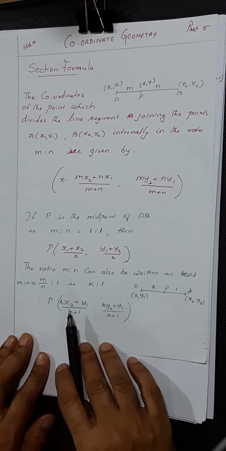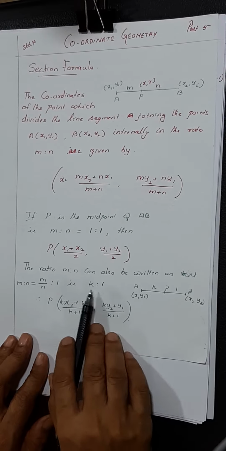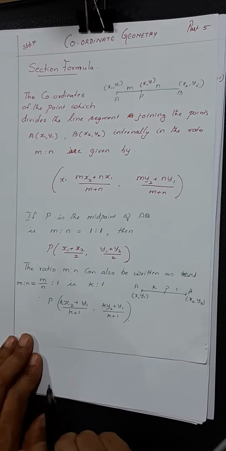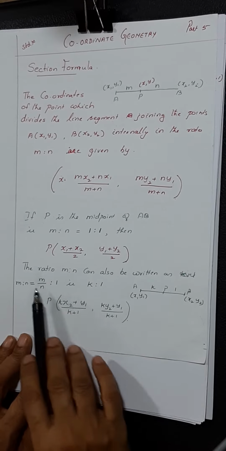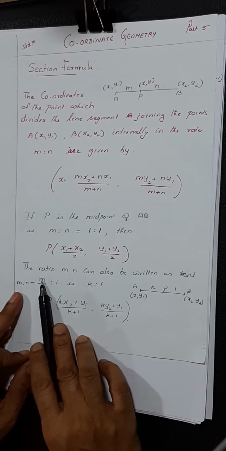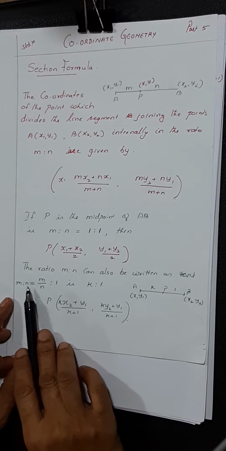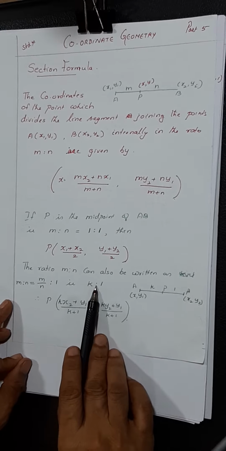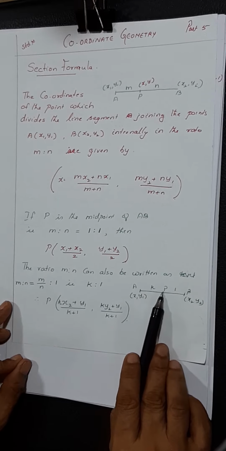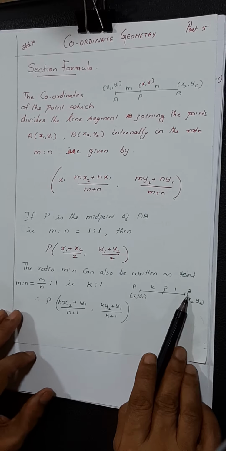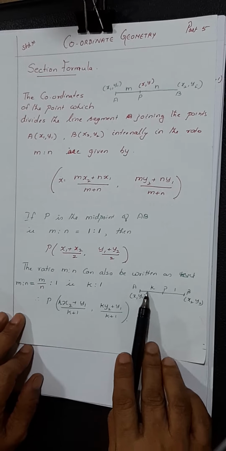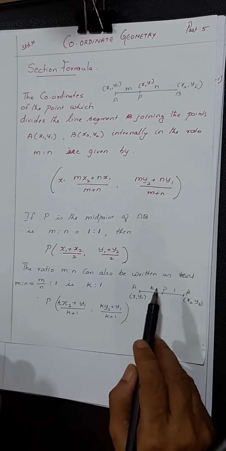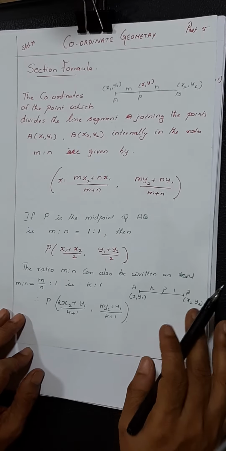And in some of the problems, instead of m:n, we can use k:1 for easy calculation, because m:n can be written as m by n is to 1. So we will put m by n as k. So that means here this is k and this is 1. So you will get the answer as a ratio, then you can write k as the ratio, so you will get m:n.